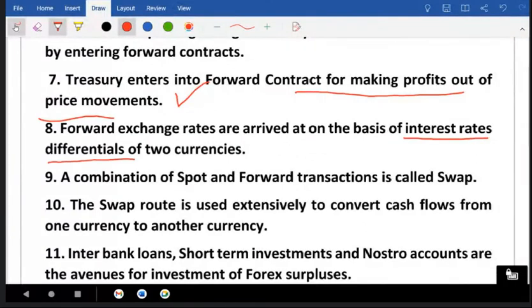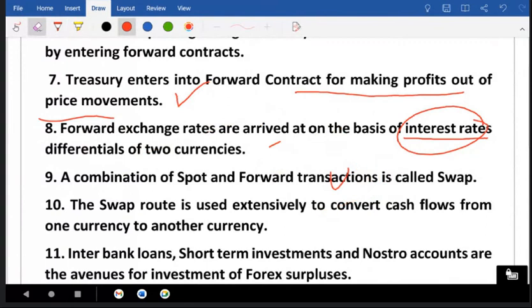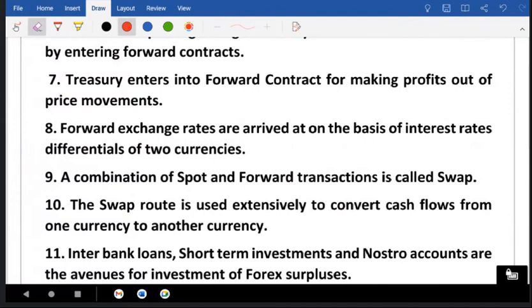Take two countries, like India with INR and the US with USD. Both countries have different rate structures, so based on the differences in the future, the forward exchange rate is decided. A combination of spot and forward transactions is called a swap. You may go for the swap also.